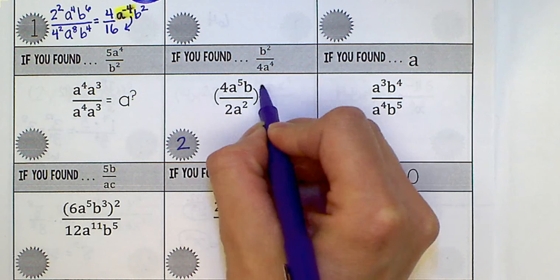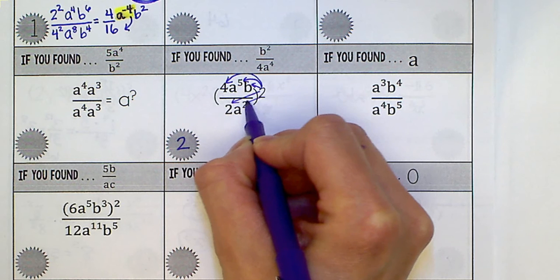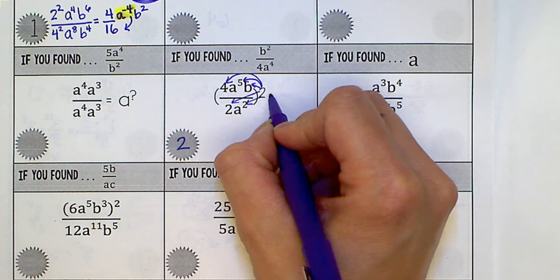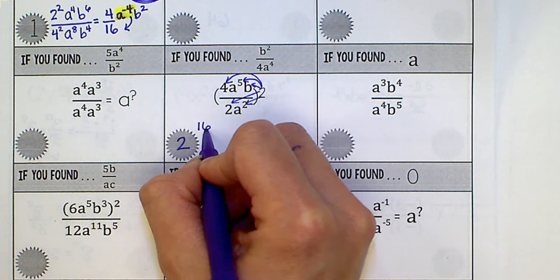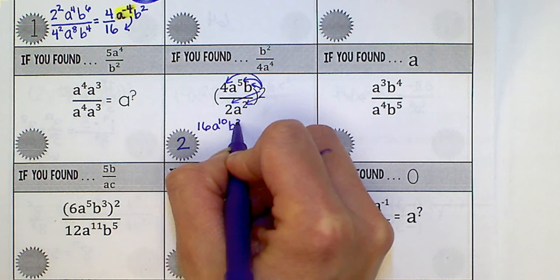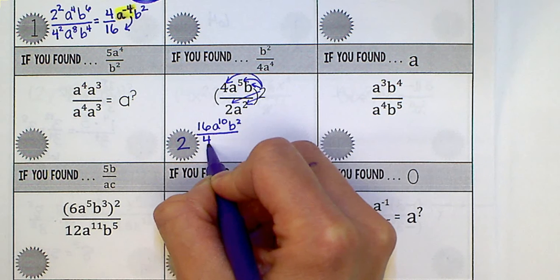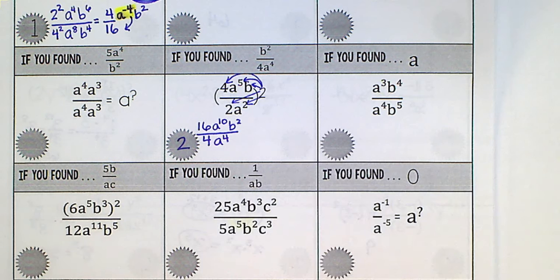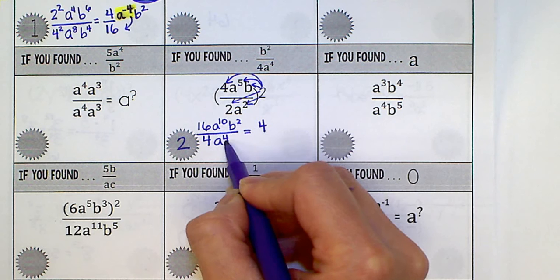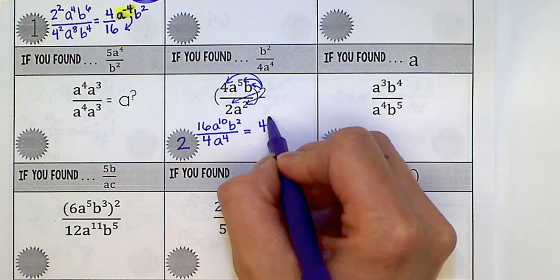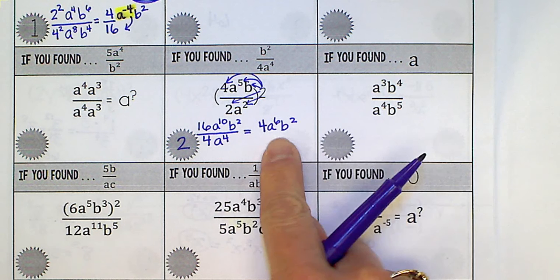So I need to do 4 squared, a to the 5th squared, b squared, and to everything down here. Okay, so we have now 4 squared, that's going to give me 16, a to the 10th, b squared, all over. Now 2 squared is 4, a to the 4th. Okay, 16 and 4 divides perfectly to 4. A to the 10th divided by a to the 4th, so we're going to do 10 minus 4, so a to the 6th, and then we just have our b squared. So there is our final answer here.